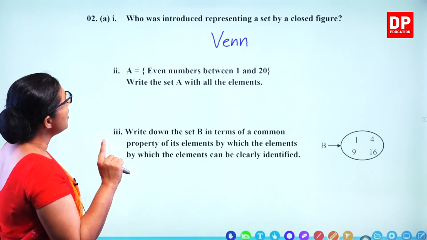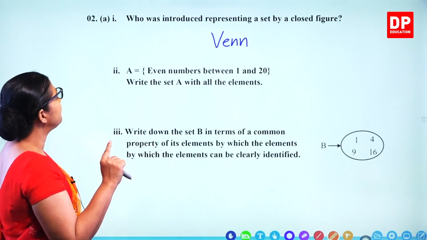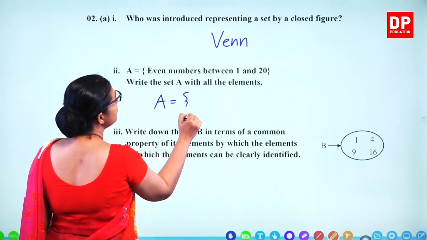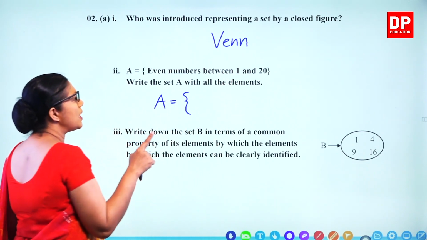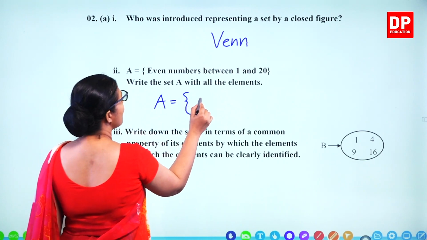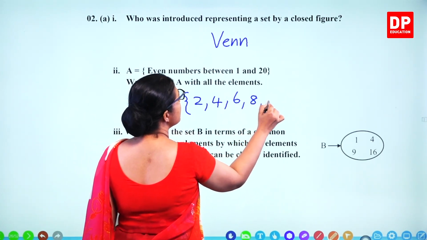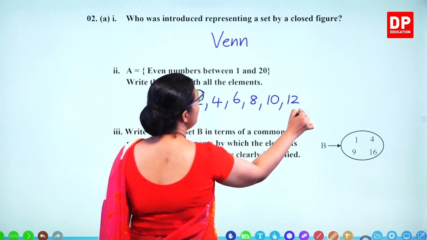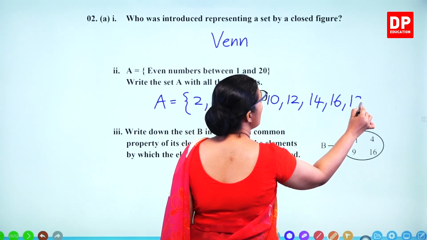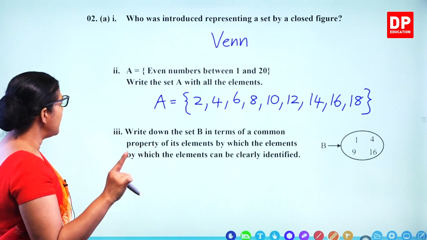Even numbers between 1 and 20. Write the set A with all the elements. What are the even numbers between 1 and 20? Between 1 and 20 means 1 and 20 are not included. So you can start from 2, 4, 6, 8, 10, 12, 14, 16 and 18. You can't write 20. Those are the elements in A.